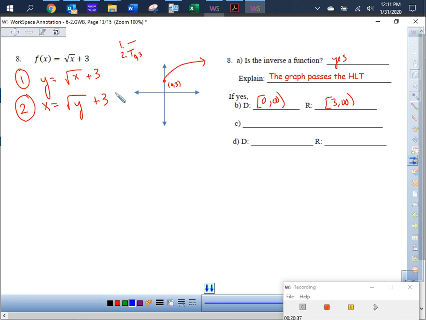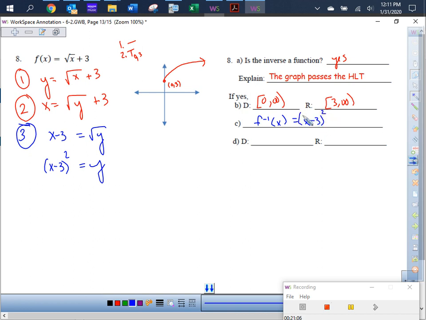I got him up to step 2 of the 4-step process. I just wanted to show you step 3, solve for y. We want to get rid of this plus 3 first because it's not under the radical. So we'll get x minus 3 equals the square root of y. Now we square both sides, and remember, we want to do the whole side, so just quantify this. Squared equals y. And then we get f inverse of x equals (x minus 3) quantity squared.